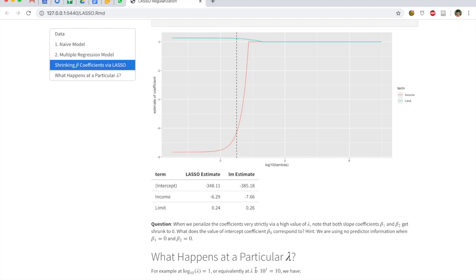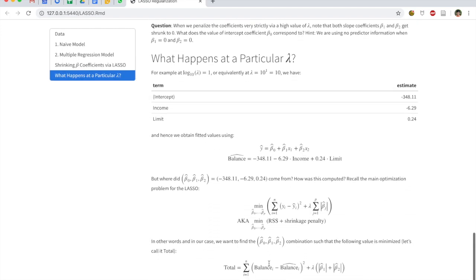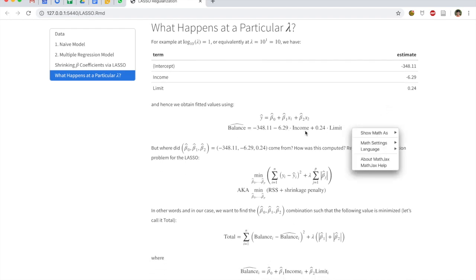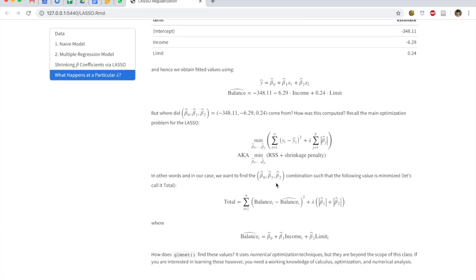Let's ask ourselves what happens at that particular value of lambda. This is the equation to predict credit card balance. It is that intercept plus this slope for income plus this slope for limit. But where did these values come from? How were they computed? We're now going to pick apart the optimization formula at the root of LASSO. Now I'm going to tell you right now, folks, that it is actually quite similar to the optimization equation from CART. For this, let's go back to the blackboard.